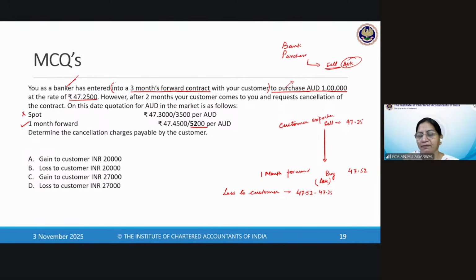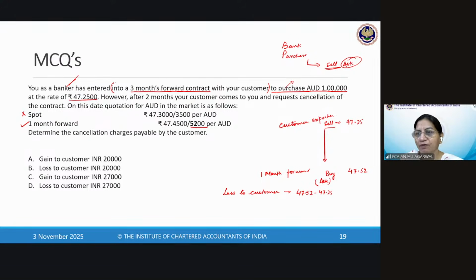he has to buy. When the customer buys, it is the ask. So whether you look at it from the bank's perspective, the bank entered into a purchase contract, it will have to sell. The customer entered into a sell contract, it will have to purchase. So when the bank sells, ask is applicable. When the customer purchases, ask is applicable. Right, he has to take the opposite position. Whether the bank has purchased, now the bank will sell, or the customer has sold, now he will buy.